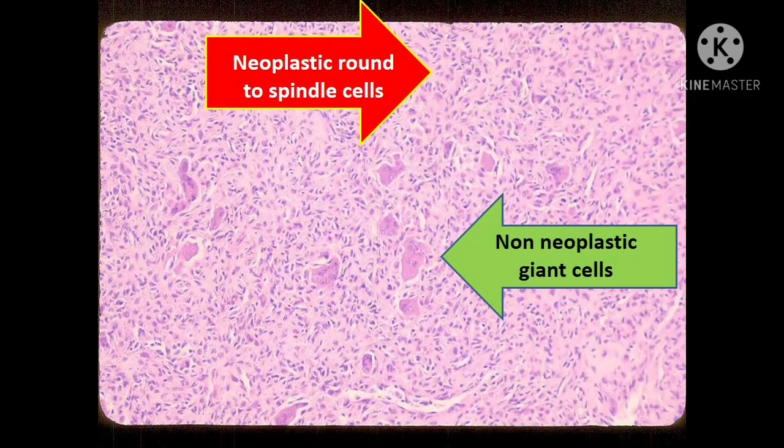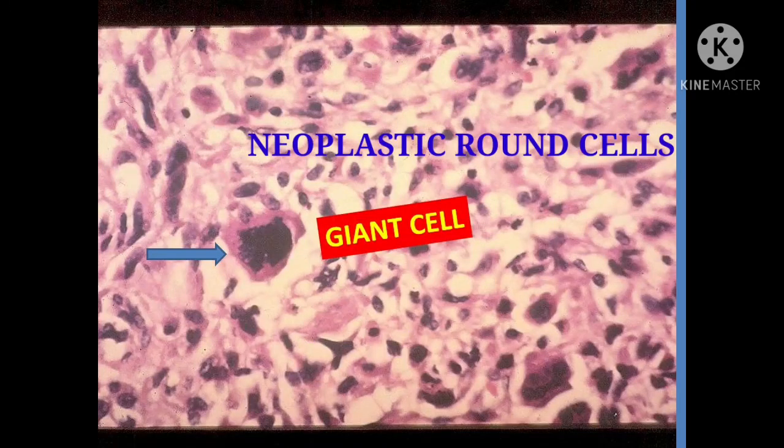Still higher magnification. Now you can appreciate these neoplastic cells, tumor cells, round cells, some are elongated, round to elongated cells. These are neoplastic cells. This is non-neoplastic. Just as a reaction to the tumor, this giant cell formation occurs. Okay, this is a giant cell. You can appreciate many nuclei in this multinucleated giant cell. 1, 2, 3, up to 100 nuclei can be there in a giant cell. Okay, but they are non-neoplastic.